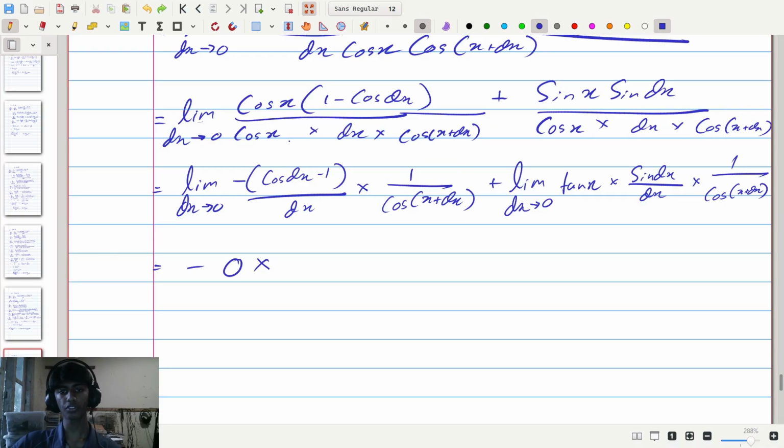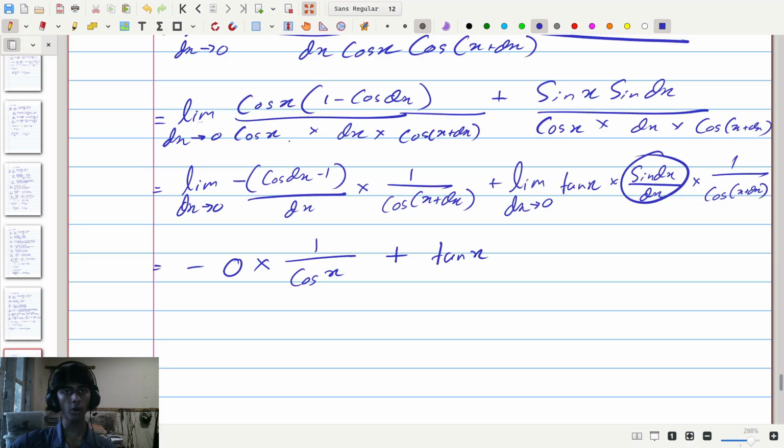When dx approaches 0, x plus dx is going to approach x, so we have the cosine of x. So we have 1 divided by the cosine of x. Plus, the second limit, here tan x is a constant relative to dx, because no matter what dx is, tan x, so we can take that out as tan x.